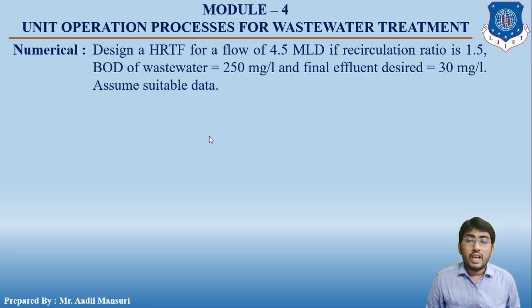Design a high rate trickling filter for a flow of 4.5 MLD if recirculation ratio is 1.5. BOD of wastewater is 250 milligram per liter, and the final effluent desired is 30 milligram per liter. We need to assume the suitable data. Okay students, let us now start with the solution.